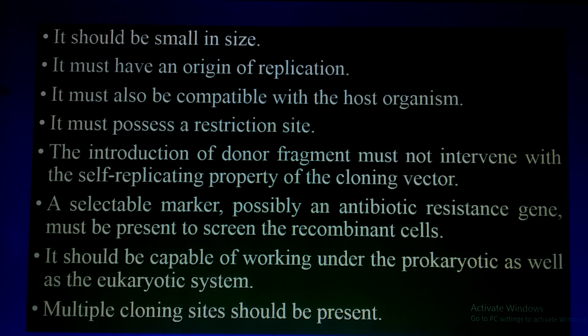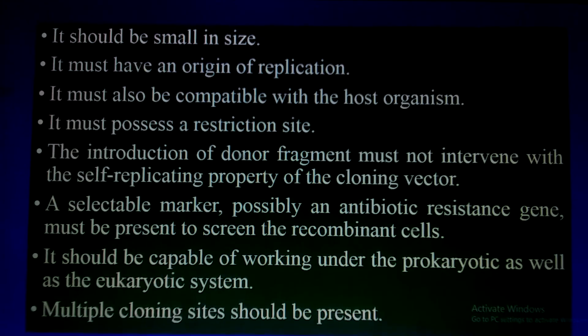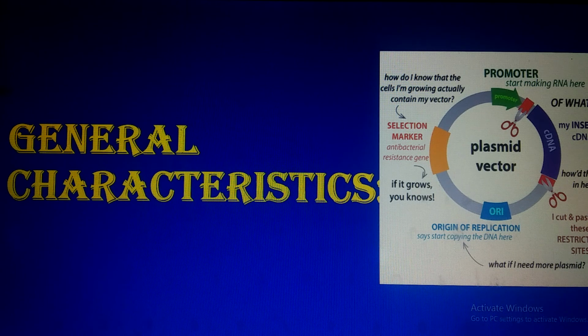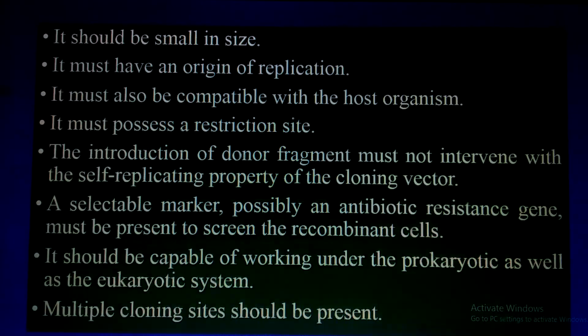So this is all about some characteristics of the cloning vector. And you can see here all the characteristics of the cloning vector, like the restriction sites, like the selectable marker, and many more. Is it clear? Origin of replication and others.